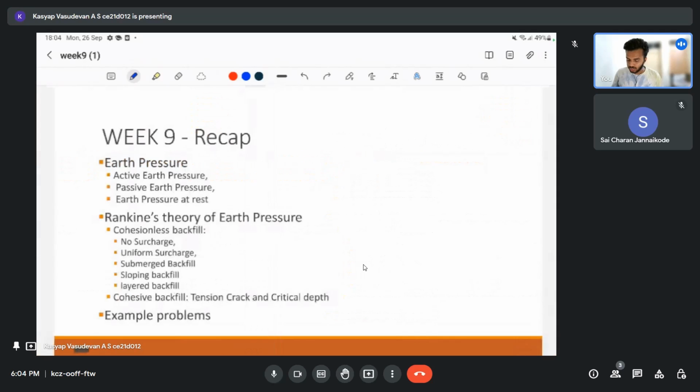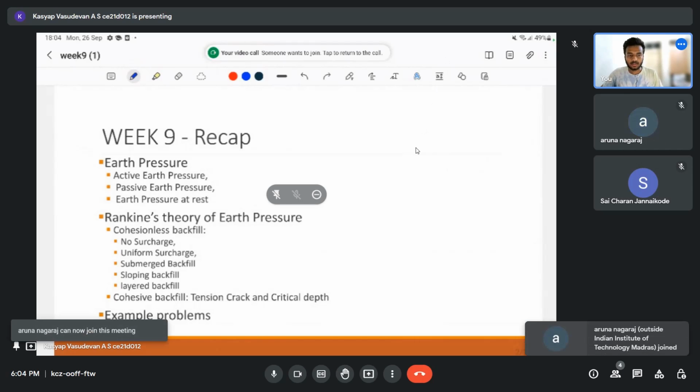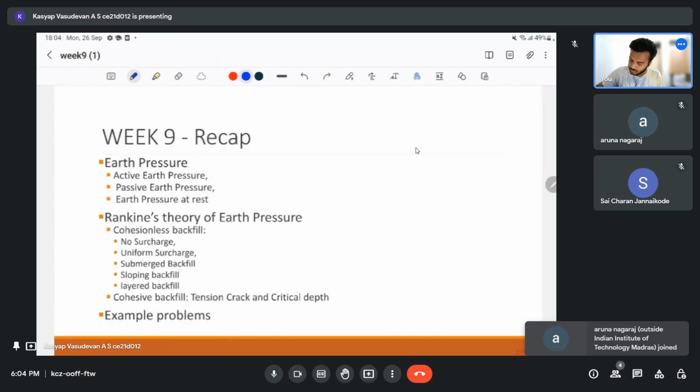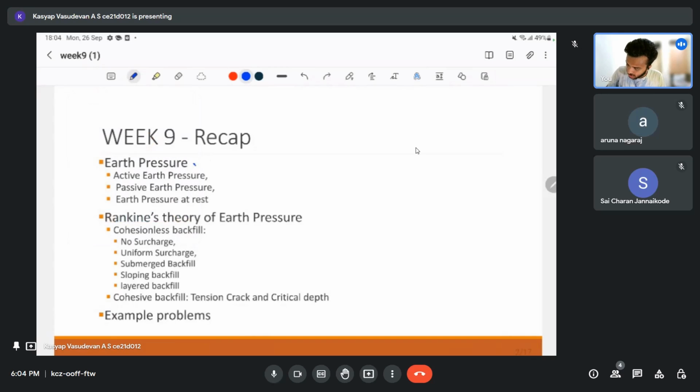In the last week, just to refresh, our course instructor discussed many things. We started with earth pressure. When I say earth pressure, it's a general term. Here we are interested in lateral earth pressure. Lateral earth pressure means the earth pressure which is acting laterally towards our structure.